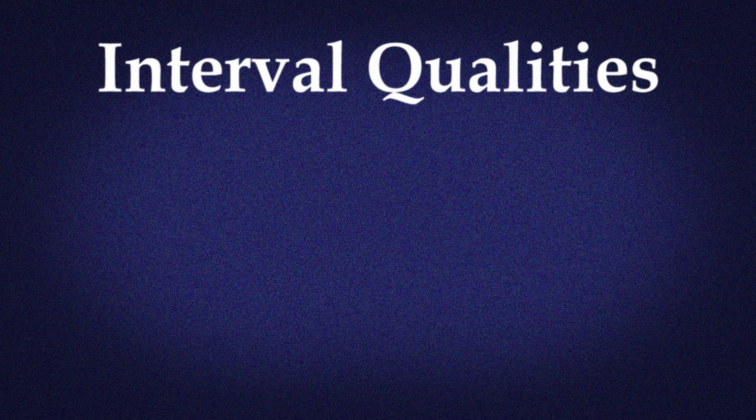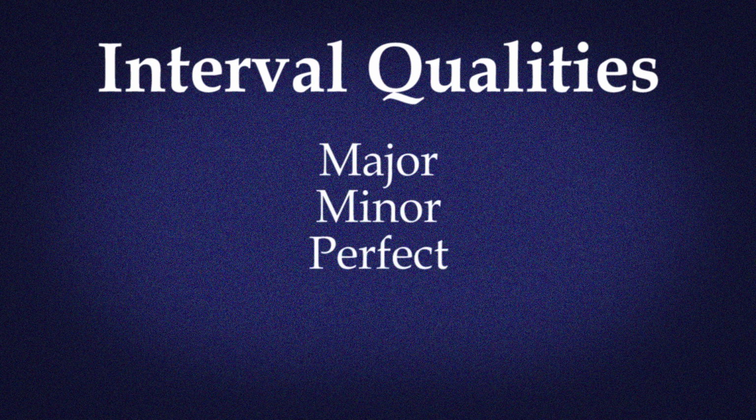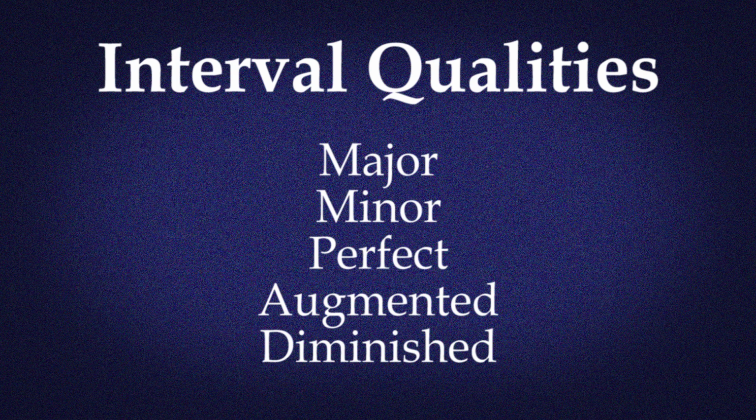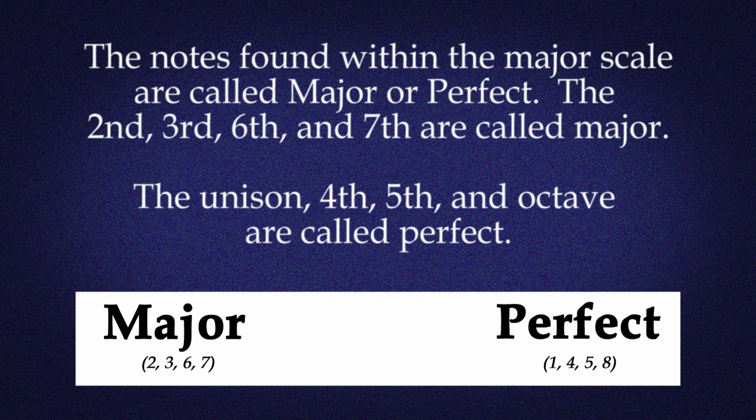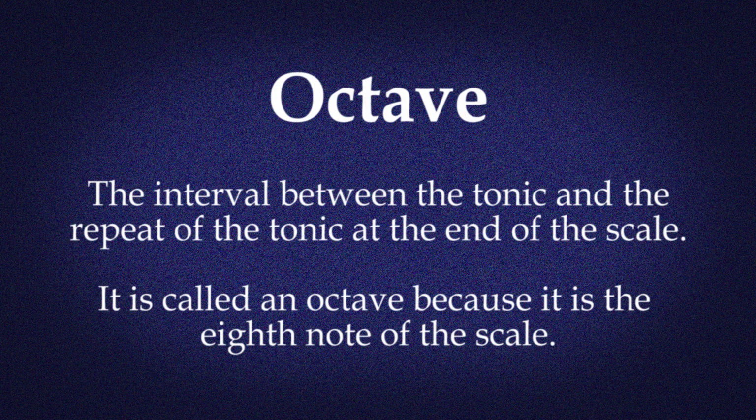There are 5 qualities of intervals: major, minor, perfect, augmented, and diminished. The notes of the major scale give us major and perfect intervals. The second, the third, the sixth, and the seventh are all called major, while the unison, fourth, fifth, and octave are called perfect. Octave is the term used to describe the interval from the tonic to the repeat of the tonic. It is the 8th note of the scale, thus the term octave.